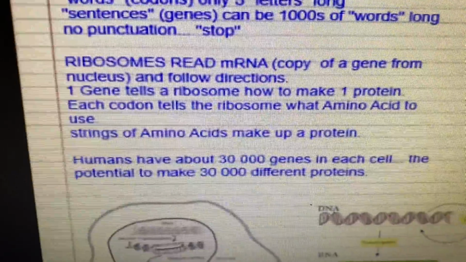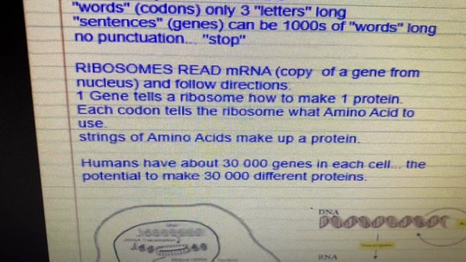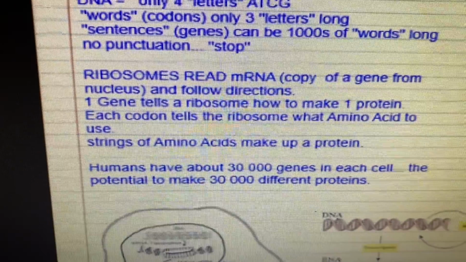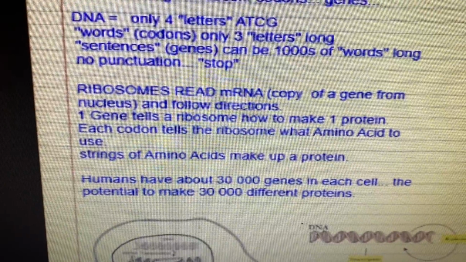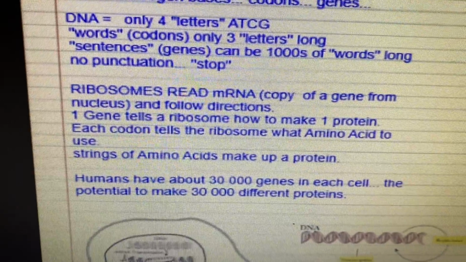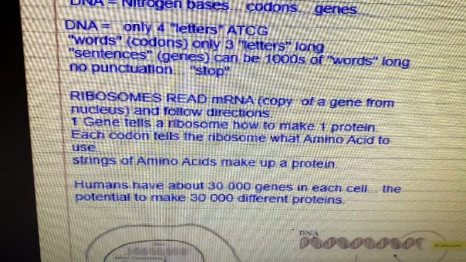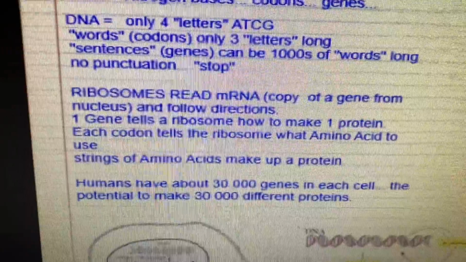Okay? So ribosomes get a copy of a gene, it's called messenger RNA, from the nucleus, and they follow the directions. Each gene just tells a ribosome how to make proteins. Each word in the sentence, each codon in the gene tells the ribosome which amino acid gets used next. And they string the amino acids together to make a protein.